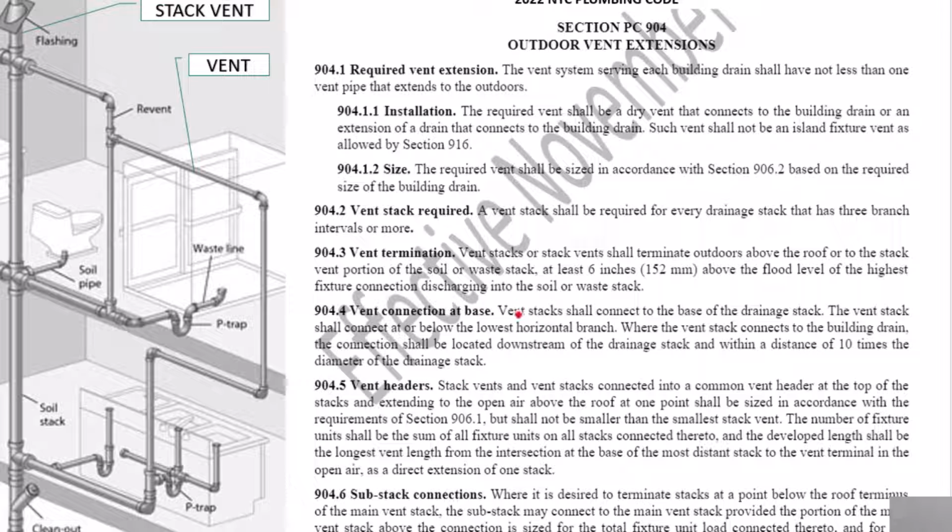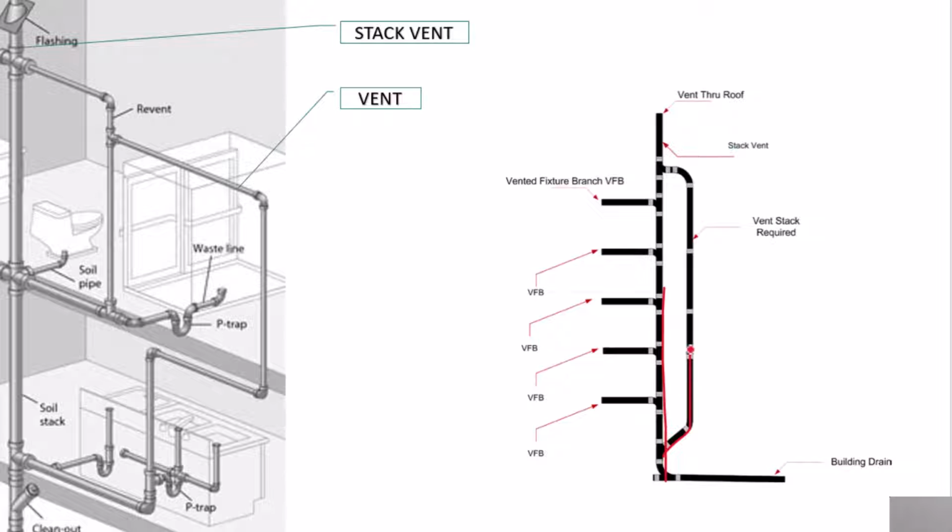So you could basically connect it to the vent stack or to the building drain. The way that it's shown in this diagram, it has to be connected below the lowest horizontal drain connection to the stack, which is here. So the way it's drawn in this diagram is correct.